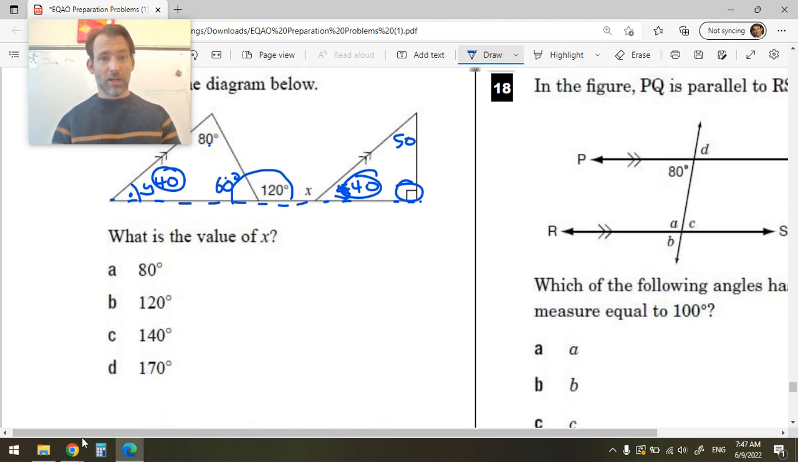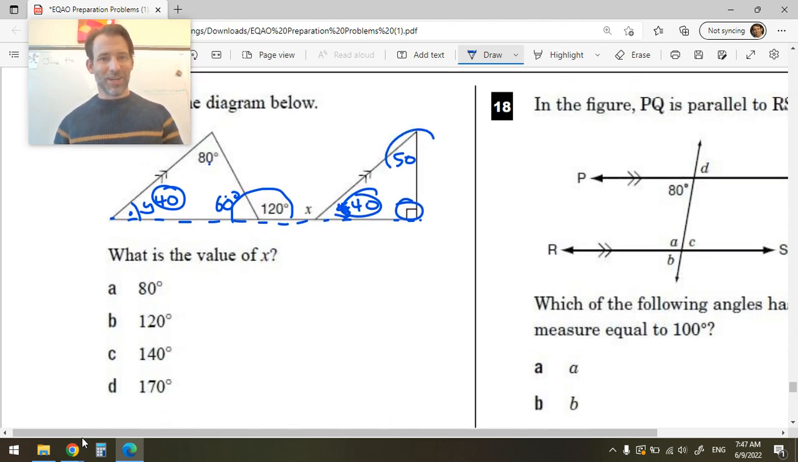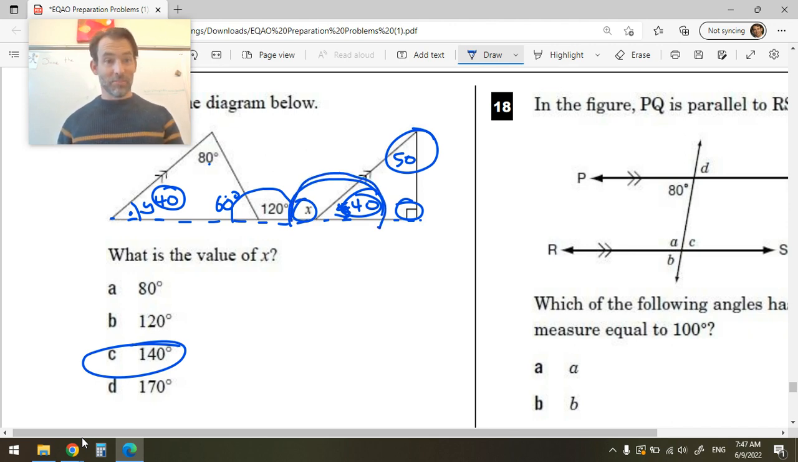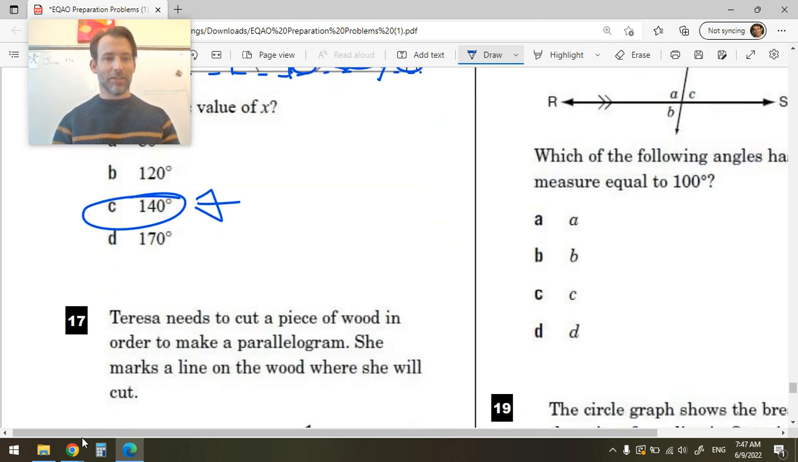What's the value of x? Oh, oops. I wasn't trying to find this. I was trying to find that. So 40 and x. So x would be 140. Okay, why? Because x plus 40 adds up to 180. Something plus 40 is 180. Oh, that number is 140 right there.